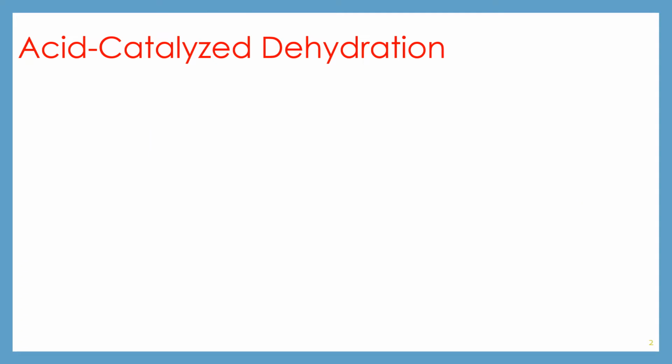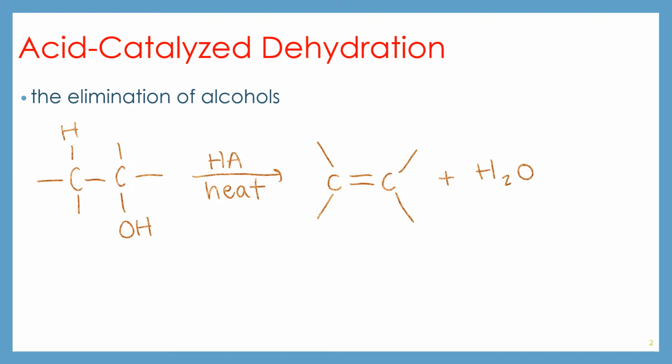So, dehydration is usually called acid-catalyzed dehydration because this is going to happen in the presence of acid. So this is the elimination of alcohols. For example, if you have a hydrogen beta to an alcohol and you add in a strong acid and heat it up, you can form an alkene and eliminate an equivalent of water.